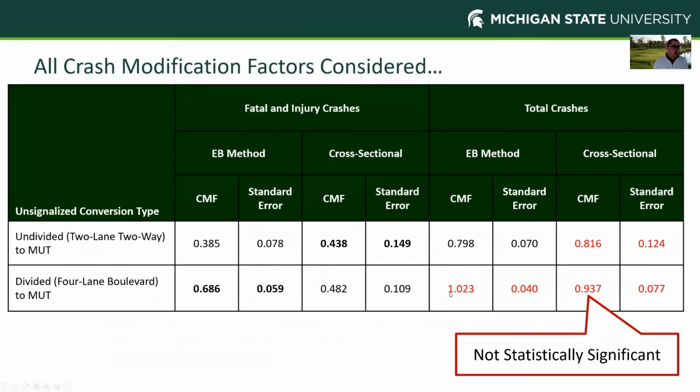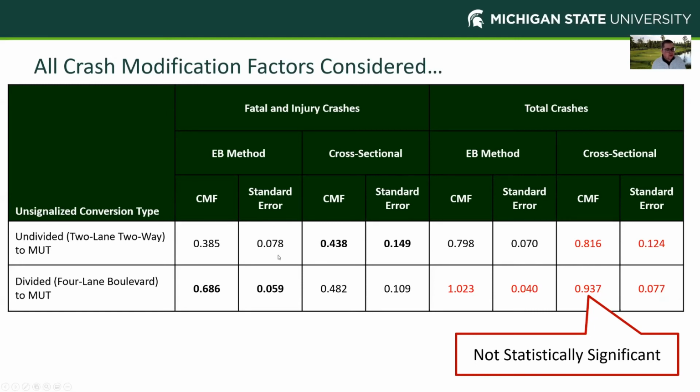So after running all the math, these are all the crash modification factors I considered as a part of the study. So jumping into the undivided first, I've got the EB method approach, which has a pretty small sample size, at least for the undivided conversions, the cross-sectional approach, and I repeat that same thing for fatal and injury and total crashes. So on the fatal and injury side for undivided, you see the EB method and cross-sectional are pretty close.